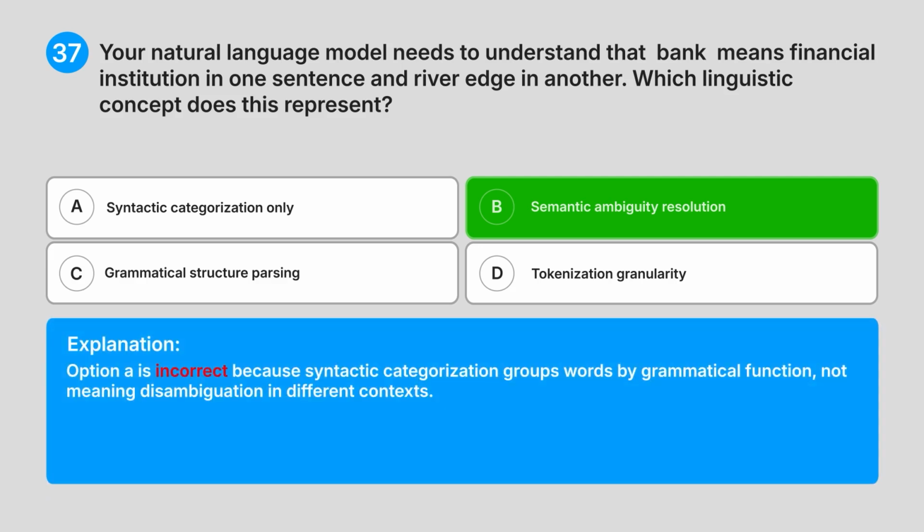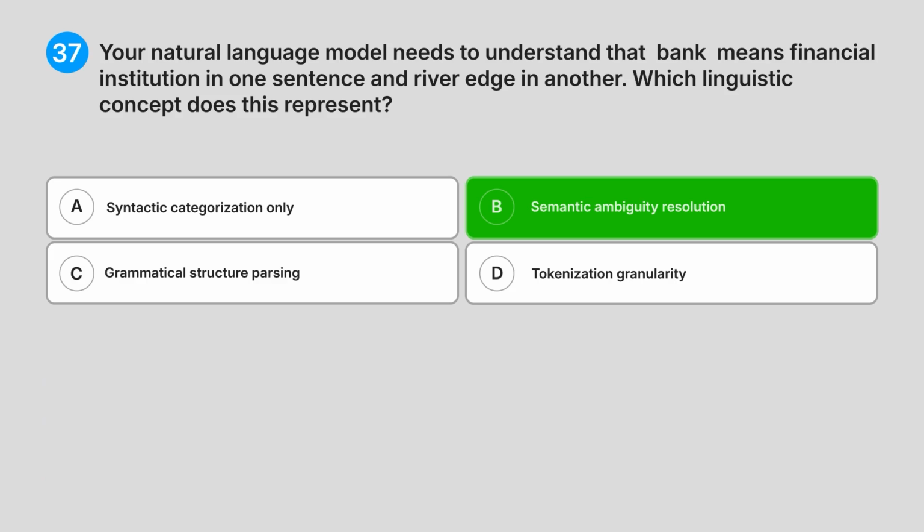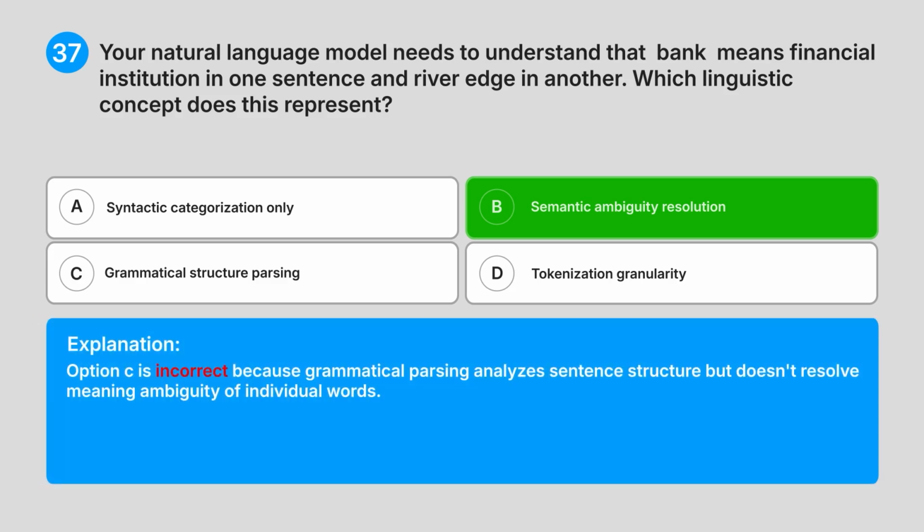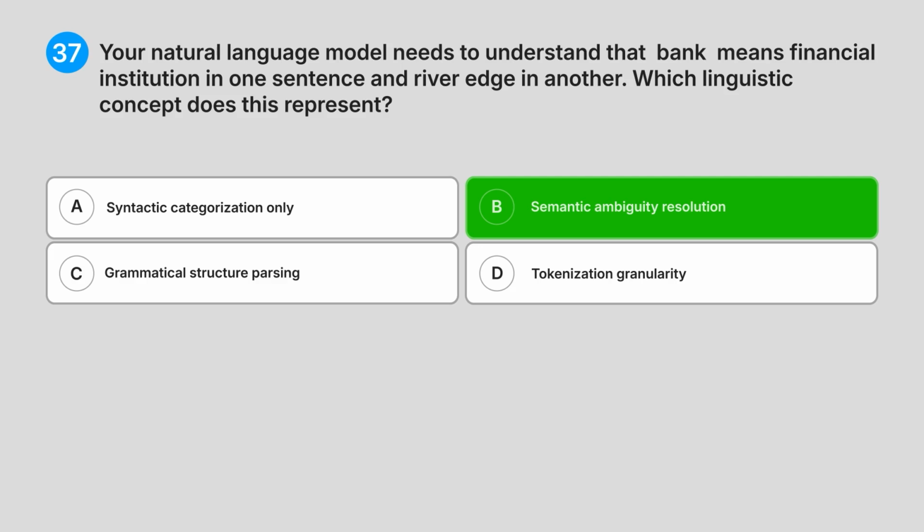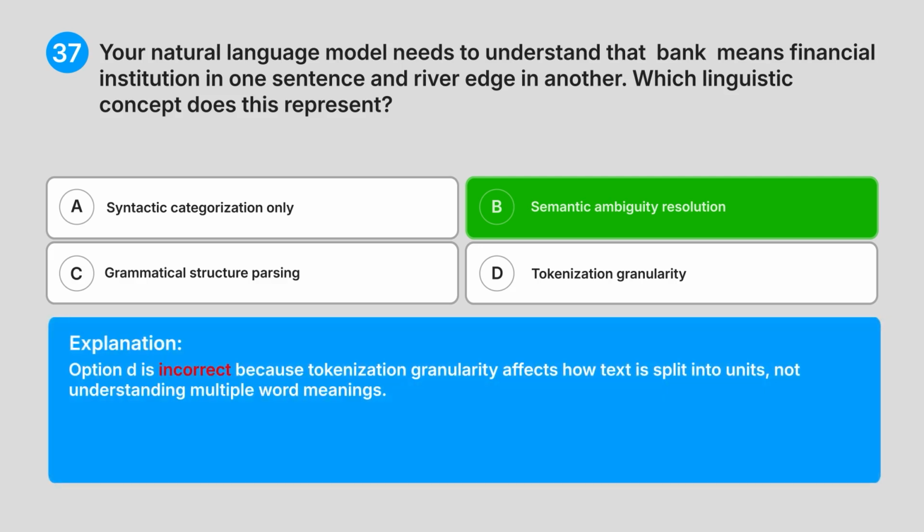Option A is incorrect because syntactic categorization groups words by grammatical function, not meaning disambiguation in different contexts. Option C is incorrect because grammatical parsing analyzes sentence structure but doesn't resolve meaning ambiguity of individual words. Option D is incorrect because tokenization granularity affects how text is split into units, not understanding multiple word meanings.